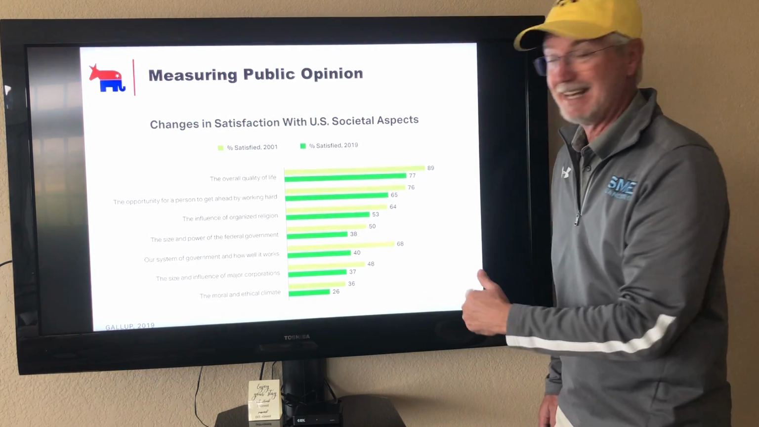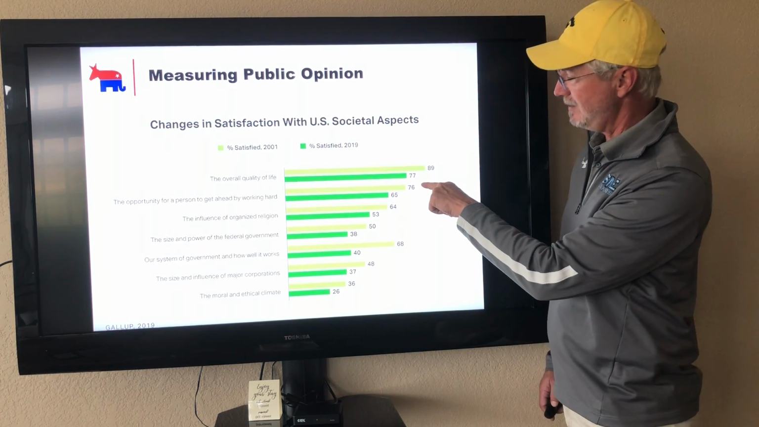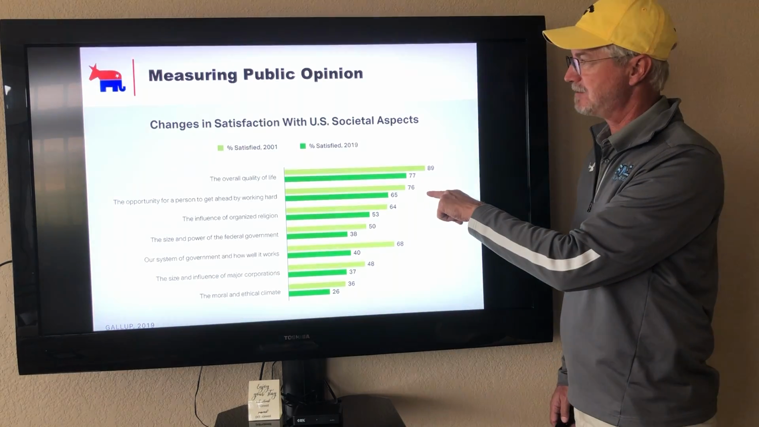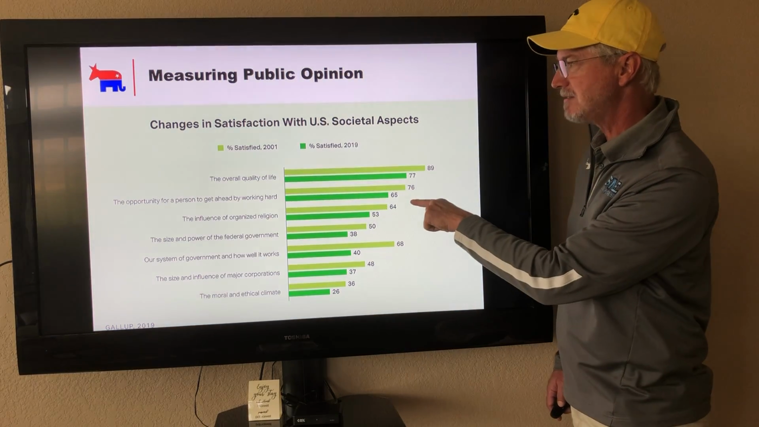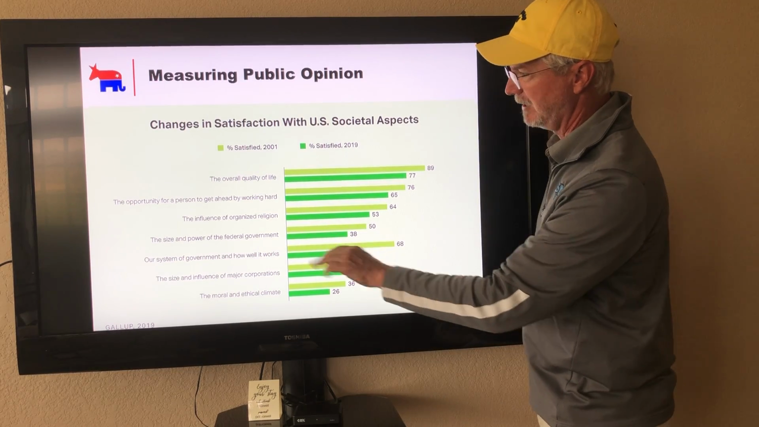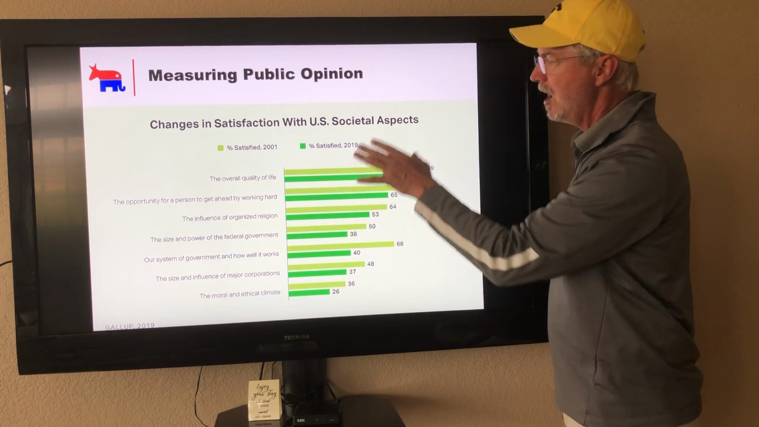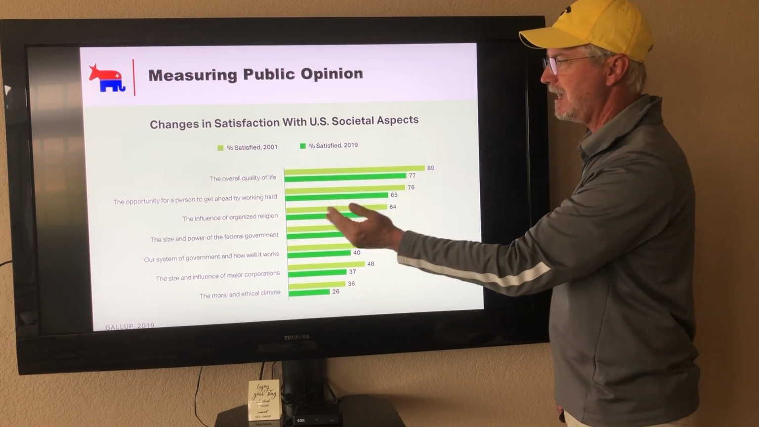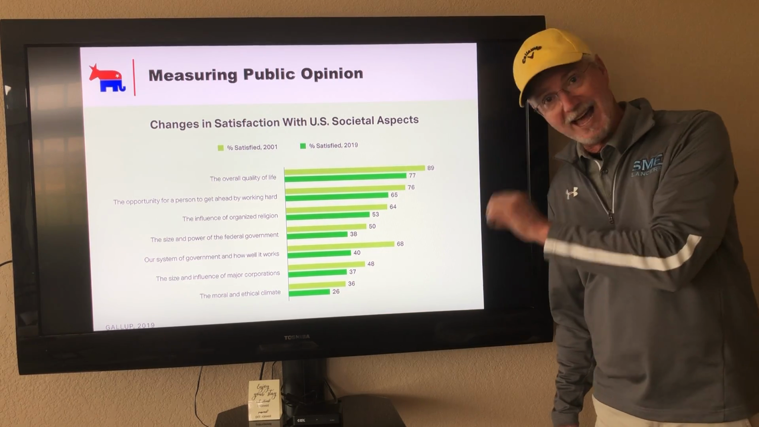The opportunity for a person to get ahead by working hard, in 2001, 76% said yes, absolutely satisfied, but by 2019, it was down to 65. And you can see these questions. Influence of organized religions, the size and power of the federal government. Almost all of these categories from 2001 to 2019, they went down.